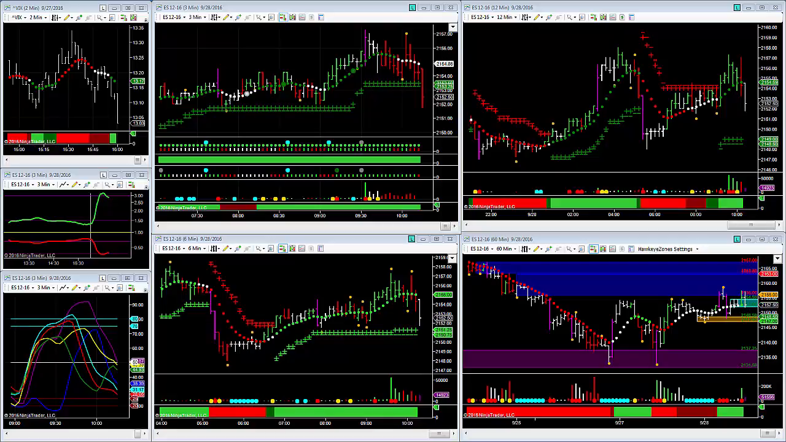Frank, could you explain your chart setup on the ES, the 3, 6, and 12, which Hawkeye indicators are shown, why 3, 6, and 12, and so forth?